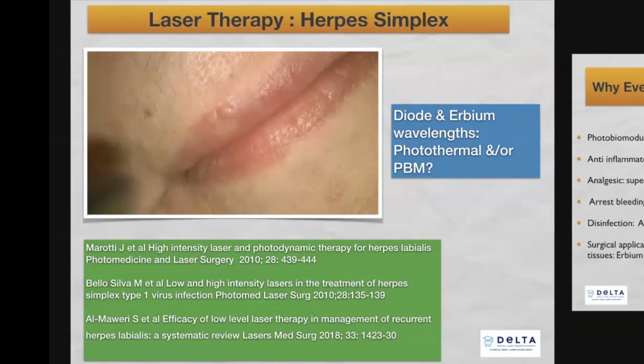Within the context of our presentation today, and I know we've given you an overview of photobiomodulation, we can think in terms of two presenting features here with the early presentation, the prodromal stage. We have a degree of inflammation and we also have a degree of pain.